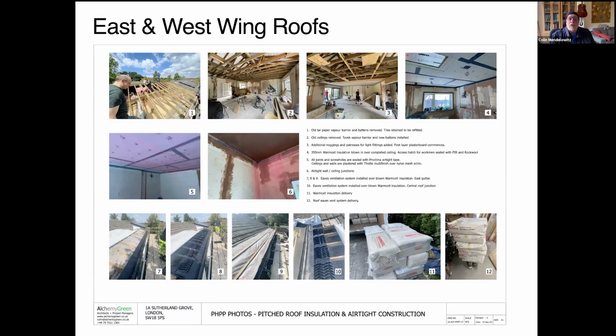This shows the inclusion of mattresses for light fittings, things like that. And then the plasterboard was put on in two layers in this instance, and all the seams were taped. This is showing the airtight construction and the perimeter ventilation.